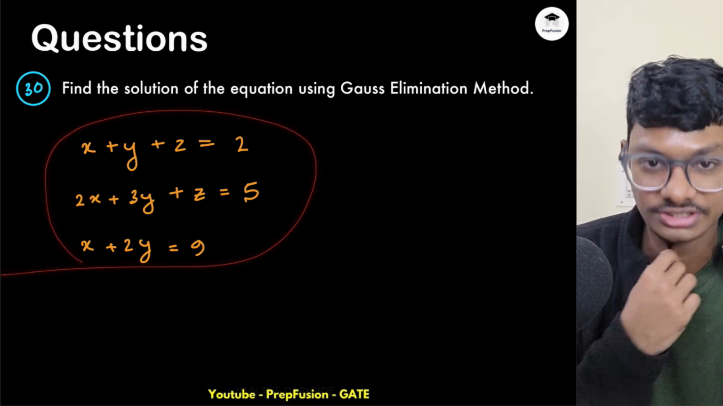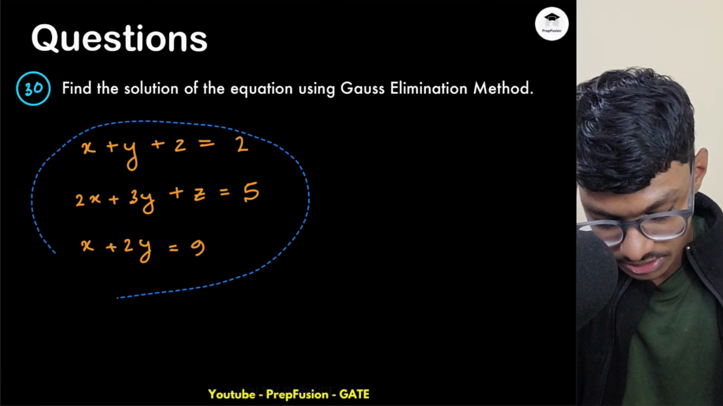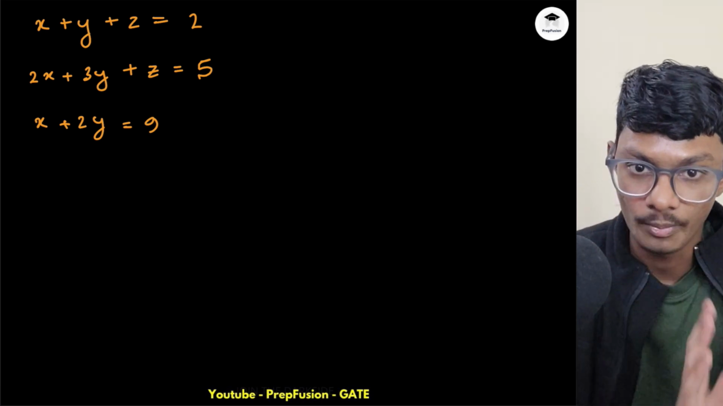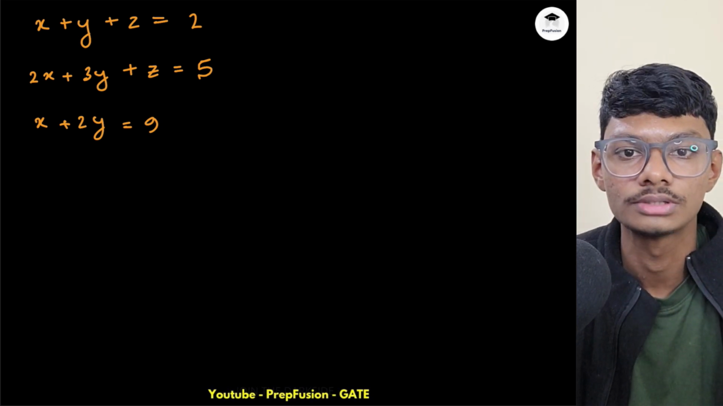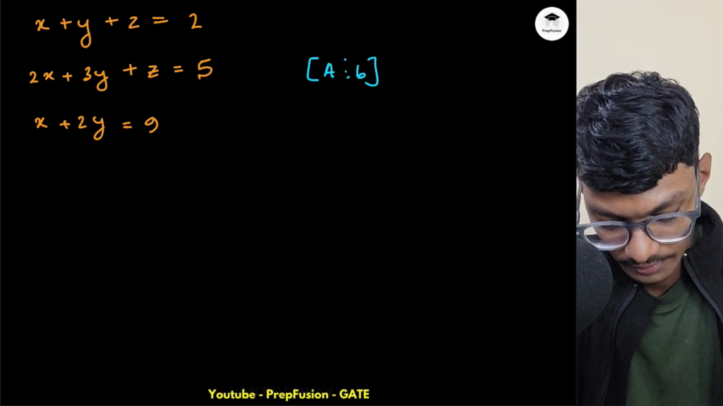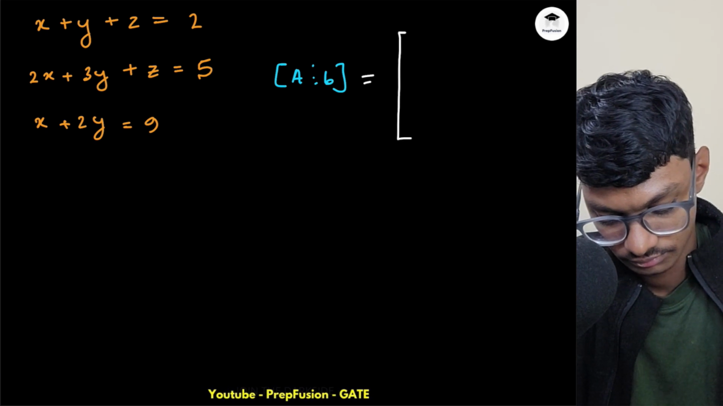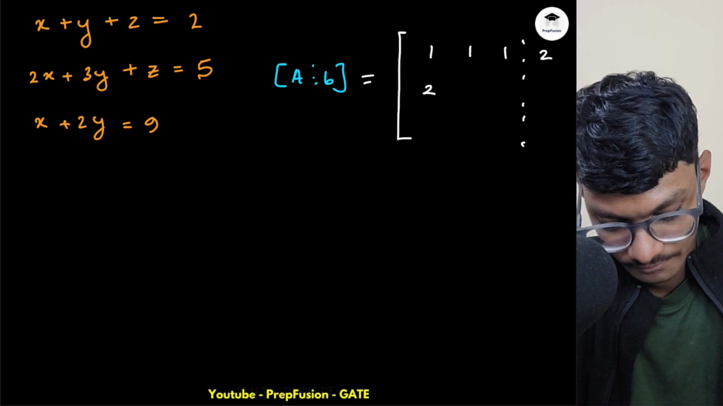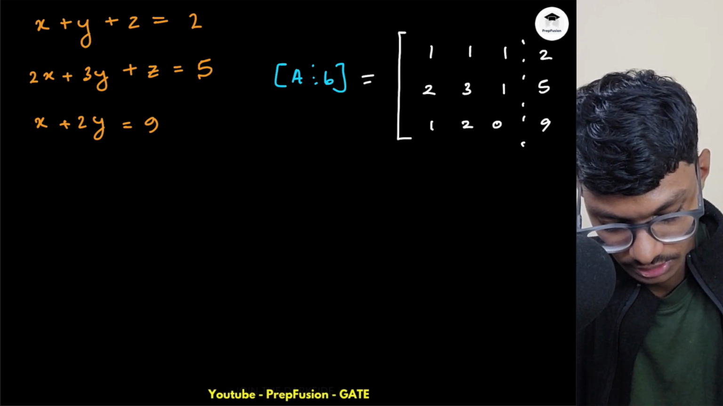Here, this is obviously not unique. There is some twist in it, so if you do this, you will be able to understand. I'll try to reduce this to the row echelon format, but in a little faster manner. I will directly write the augmented matrix this time. Is this lacking a bit? Hello, is this lacking? No, fine. So if I write the augmented matrix: one, one, one, two, two, three, one, five, one, two, zero, and nine.